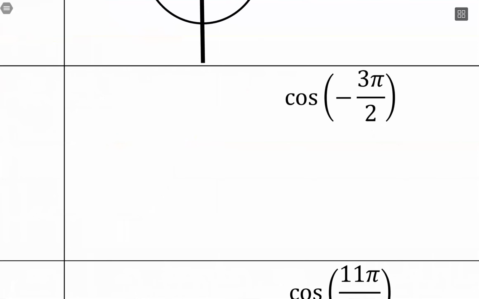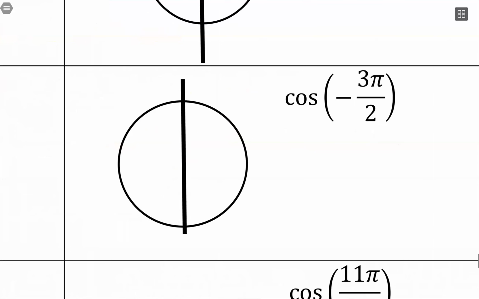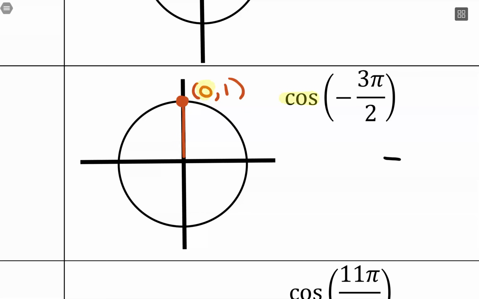And cosine of -3 pi over 2. So if we have a negative angle, we can work with that. In that, we'll just move in the clockwise direction. So again, here's 1 pi over 2, 2 pi over 2, 3 pi over 2 in the negative direction. So that would land us right there, and then our coordinate is going to be (0, 1). And since we're looking at cosine, we want to use the x-coordinate. So that's just equal to 0.